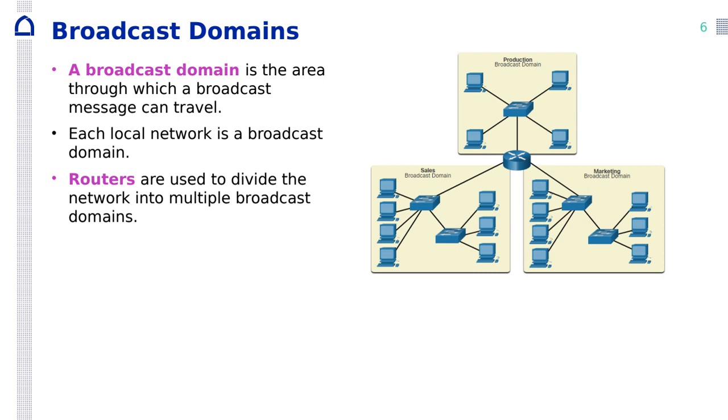Here we have a router. Each port connected to the router is one LAN, one network. So how many networks do I have here? How many broadcast domains? Three. That's why we call it a gateway. We call the router a gateway. Each port of the router is a broadcast domain. A broadcast domain is the area through which a broadcast message can travel. Each local network is a broadcast domain. Routers are used to divide the network into multiple broadcast domains. That's one of the advantages of routers.